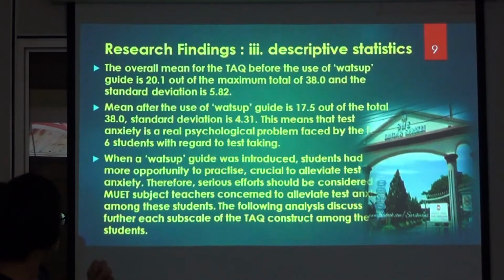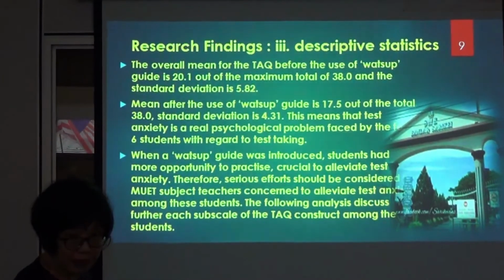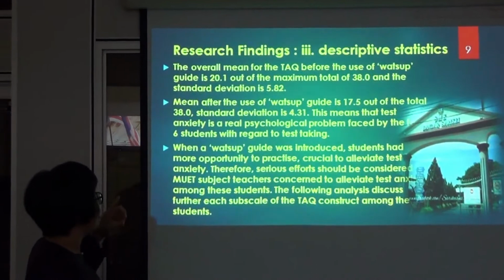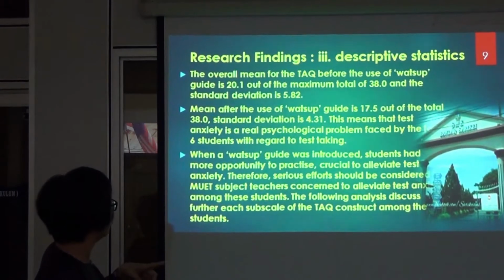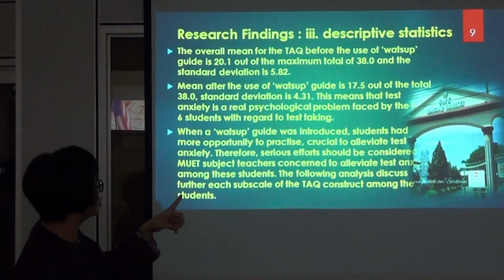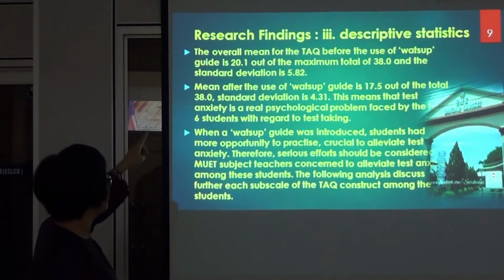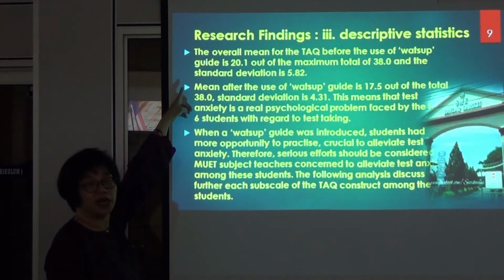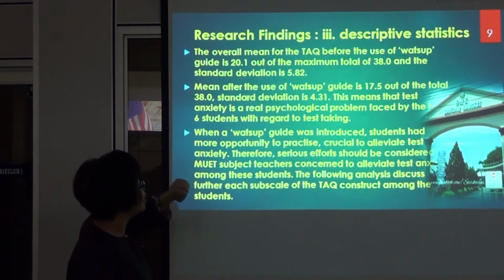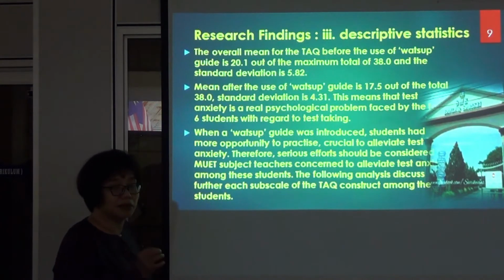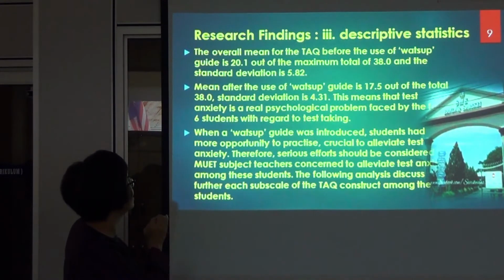The third part of my finding is descriptive analysis. The overall mean for the TAQ before the use of the WhatsApp guide is 20.1 out of a maximum total of 38.0, and the standard deviation is 5.82. The mean after the use of the WhatsApp guide is 17.5 out of the total 38.0. Standard deviation is 4.31. This means that test anxiety is a real psychological problem faced by the students with regard to test taking.